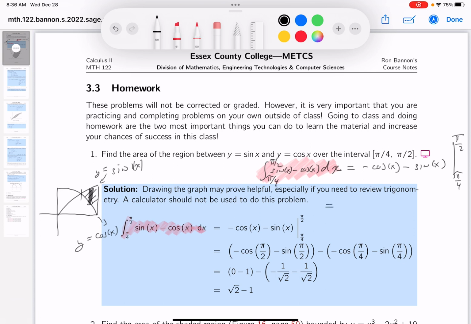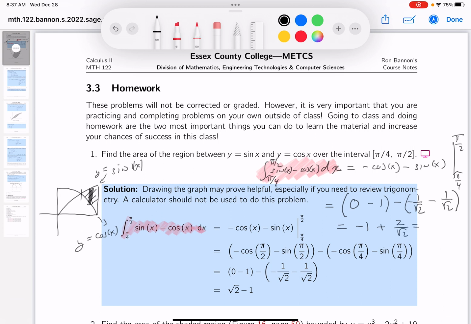And what are you going to get here? Let's see, the cosine of pi over 2 is 0, minus the sine of pi over 2, which is 1, minus, let's be careful here, the cosine of pi over 4 is 1 over root 2, so I get minus 1 over root 2, minus the sine of pi over 4, which is also 1 over root 2. All right, let's be very careful. I get minus 1, and then I get plus 2 over root 2.